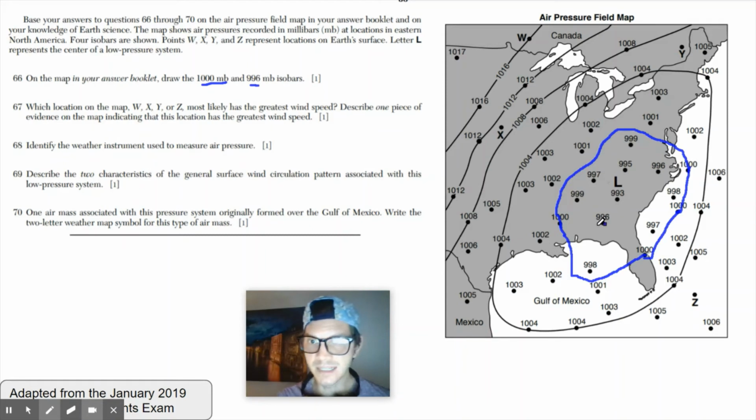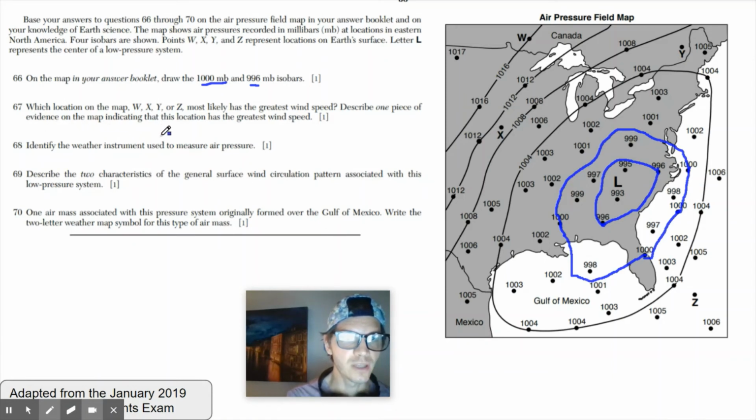So next up, 996. I have to go through this point here, through this point here, and I want to make sure that I'm not missing any. I can't go straight through unless it allows me to, so I can go between these two numbers. I can go between 993 and 998, go here, between 995 and 999, through these two, and right back to 996. So there's my isobars for this map.